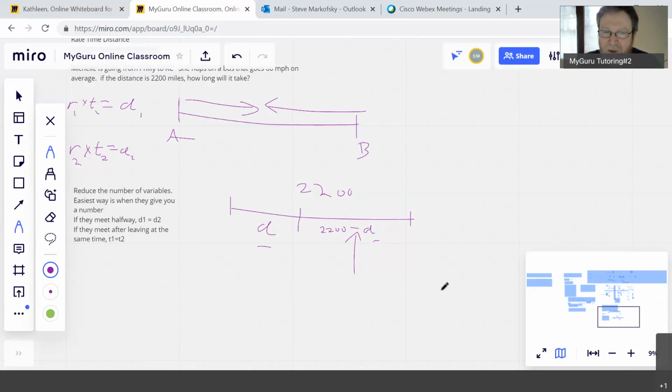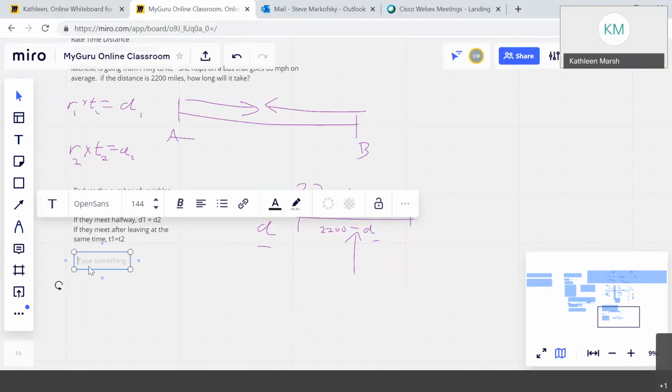All right. Then something that tends to throw people off all the time, I think we talked about this a little bit the last session, is when you have people leaving at different times. All right, because it involves a little bit of thinking backwards. So if people leave at different times, think about who is going to be faster.